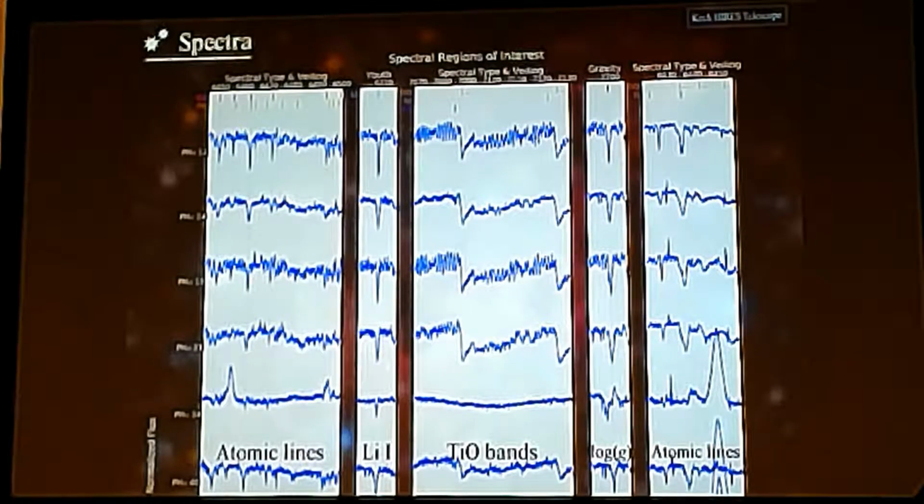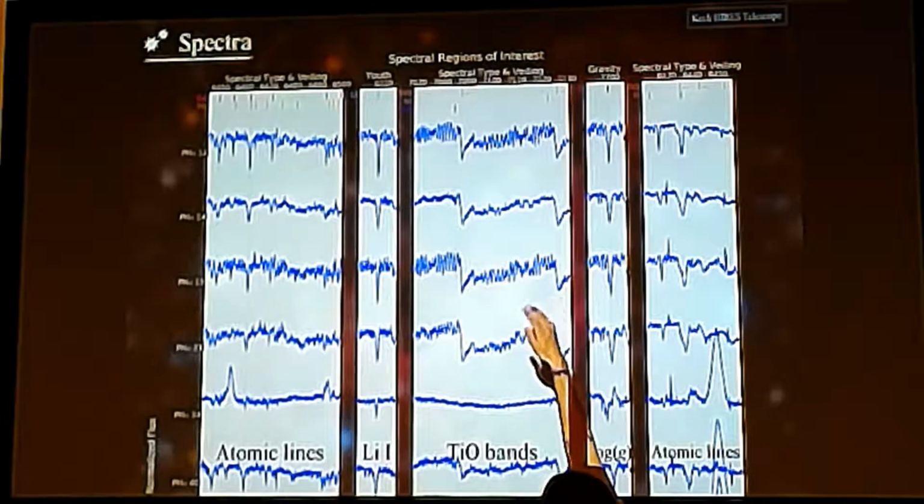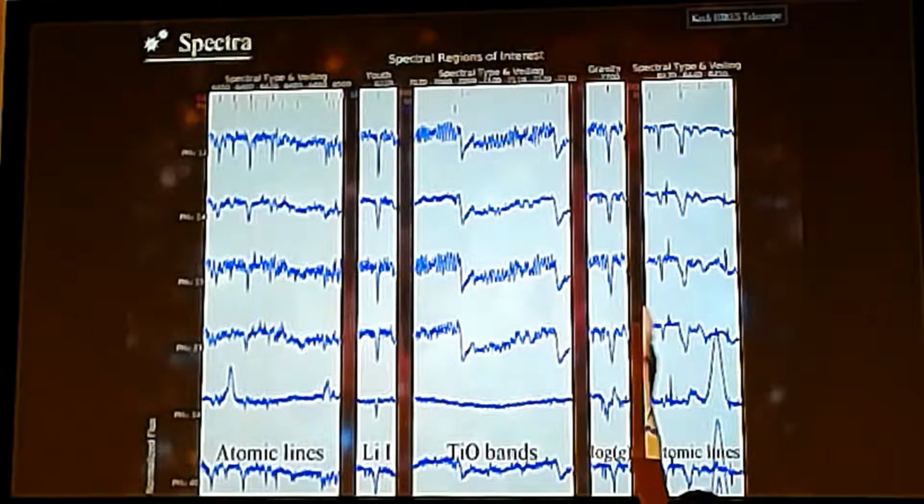Here's a look at those spectra. I think they look very nice. Some of these, a lot of this isn't even noise. Those are features, all right? A lot of features in those areas.